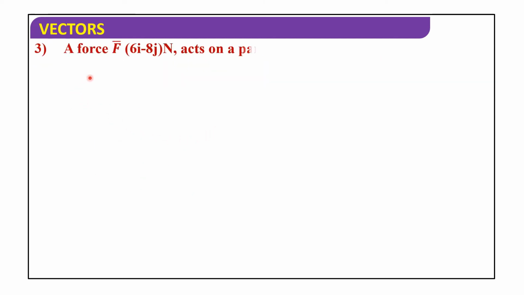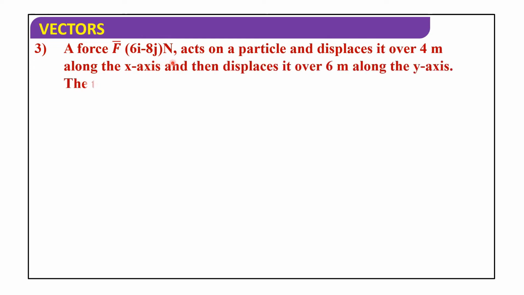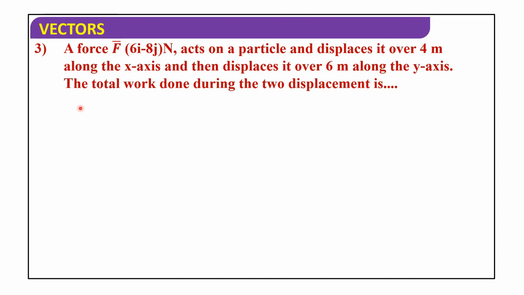A force F bar, that is 6i minus 8j newtons, acts on a particle and displaces it over 4 meters along the x-axis and then displaces it over 6 meters along the y-axis. Then the total work done during the two displacements is 72 joules, 24 joules, minus 24 joules, or 0.